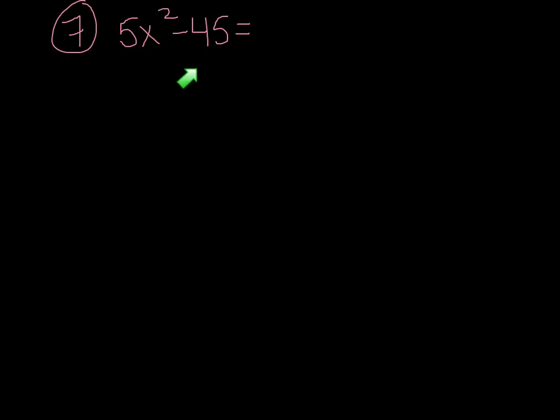I notice that 5 and 45 both end in 5, telling me they're both divisible by 5. So my first step is to factor out their GCF, or greatest common factor, which is 5. So I'm going to factor out the 5, and I think to myself, 5 times what would get me 5x squared? The answer is x squared. Then I think about 5 times what will give me 45? The answer is 9.